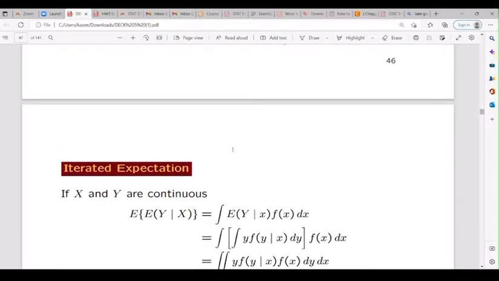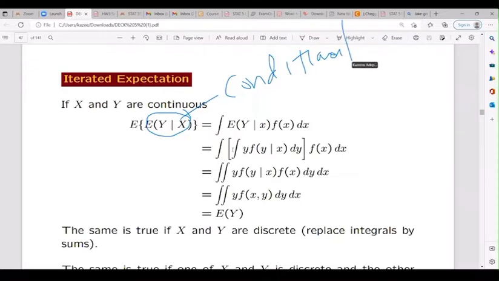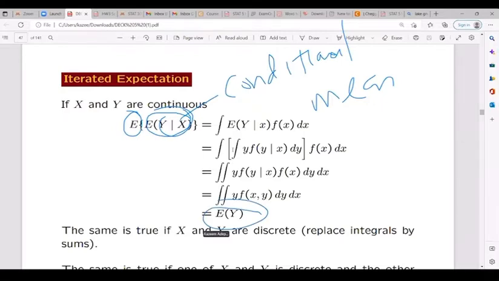Another thing I want to walk you through today is what we call iterated expectation. Do you know that when x and y are continuous, what's inside here is a conditional mean, right? Do you know that if I find the expectation of a conditional mean, it will give us the unconditional mean? The expectation of a conditional mean will give us the unconditional mean.